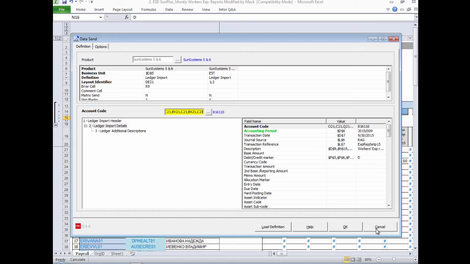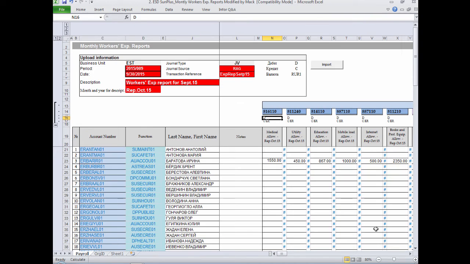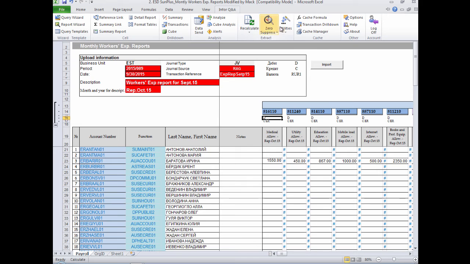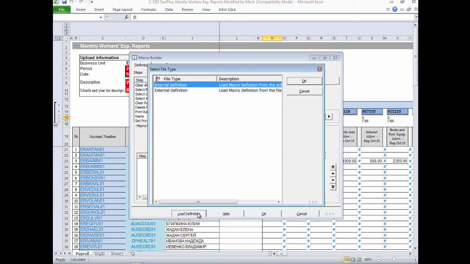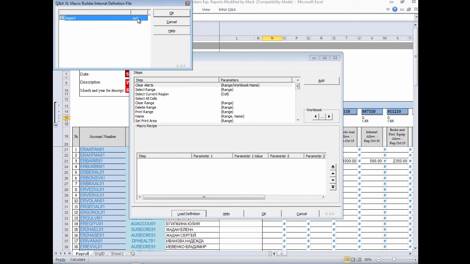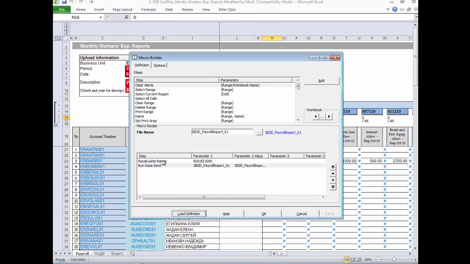Another interesting workaround I'd love to see someone try is the idea of stringing together multiple imports in one overall import. So let me show you what I mean. Gustavo has this button here that imports it, so when it is done, it runs the Q&A macro. Look at that, macro builder, and I'm sure we can take a look at this. And so this is his import that he has made. So it recalculates range and runs data send. And the import that he is importing is the payroll import 01.